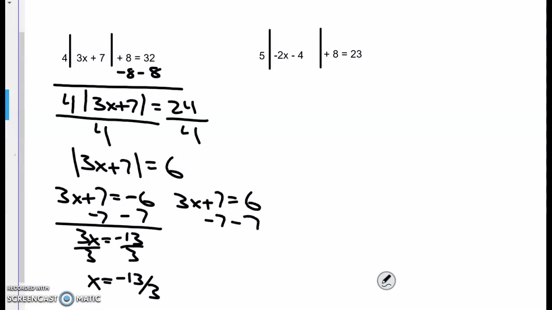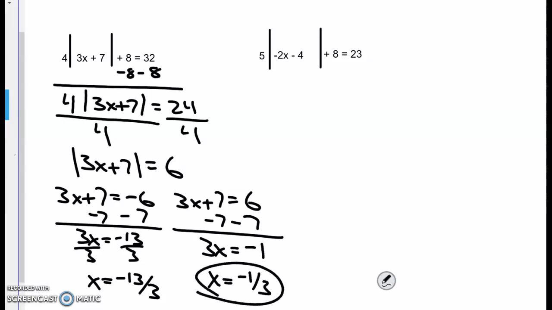Here I'm subtracting 7 on both sides. 3x equals negative 1. And my x equals negative 1/3. And those are my two answers. When you have an absolute value with an equal sign, you're going to get two answers every single time. We need to be prepared for that.